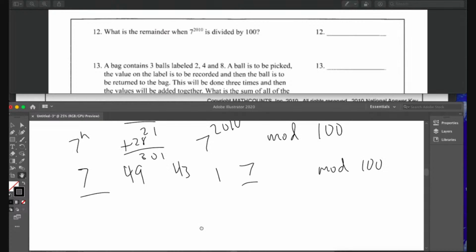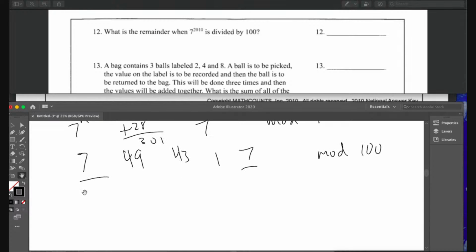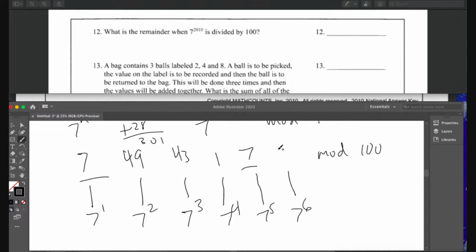So basically what this periodic sequence is saying is that 7 to the first corresponds to 7 mod 100. 7 squared corresponds to 49 mod 100. 7 cubed corresponds to 43 mod 100. And 7 to the fourth corresponds to 1 mod 100. And then 7 to the fifth corresponds to 7 mod 100, and 7 to the sixth corresponds to 49 mod 100, and this is going to go on, right?